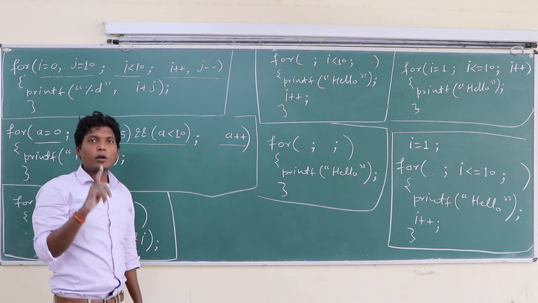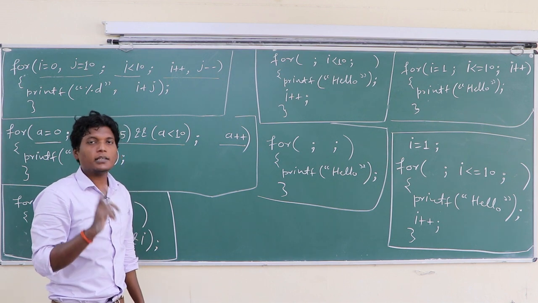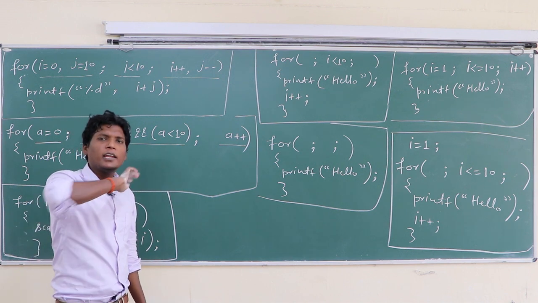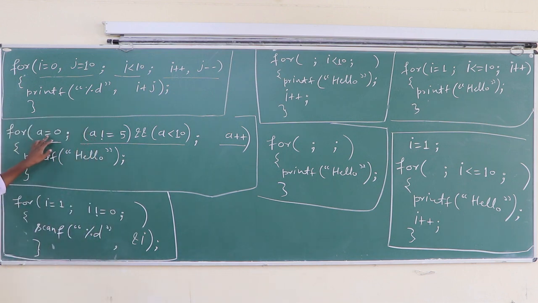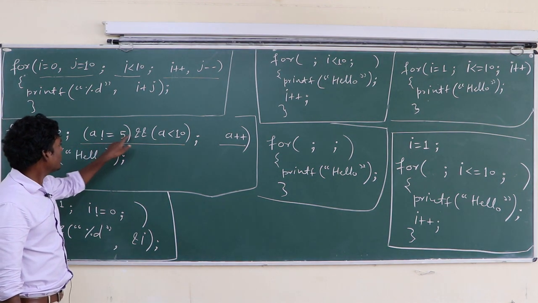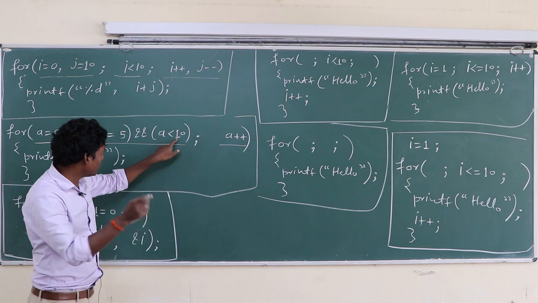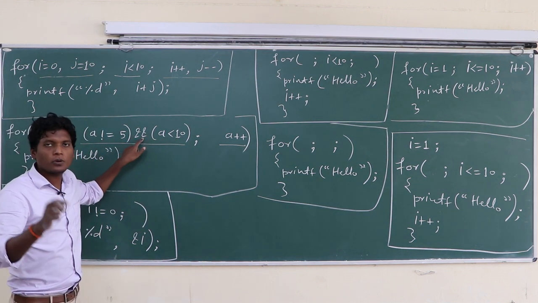Condition in the for loop must be 1. Condition in the while loop must be 1. Condition anywhere must be 1. So class, here a equal to 0, a is a variable. 0 not equal to 5, yes, and 0 less than 10, yes. So this is true and true.